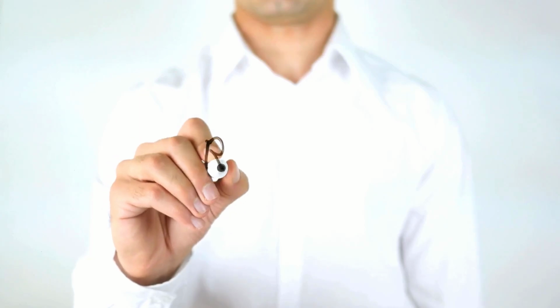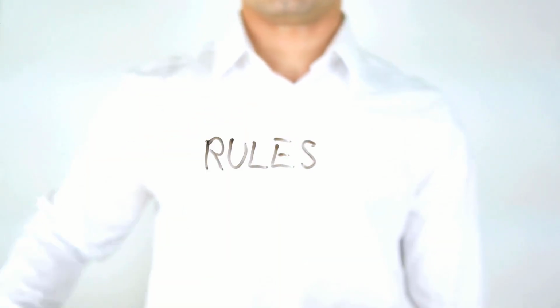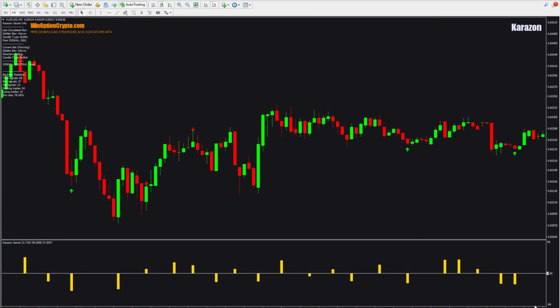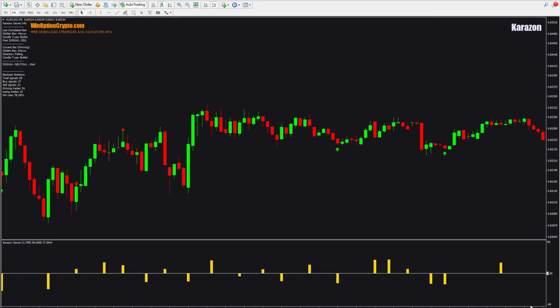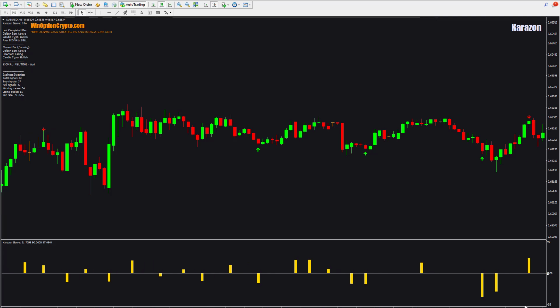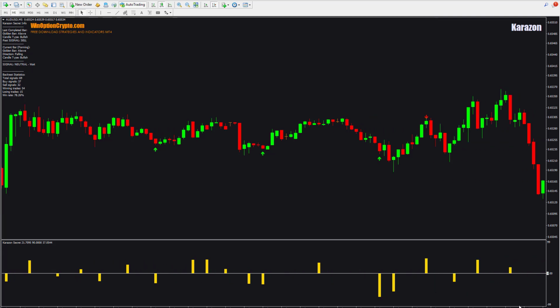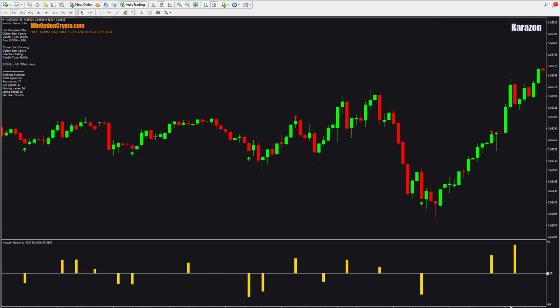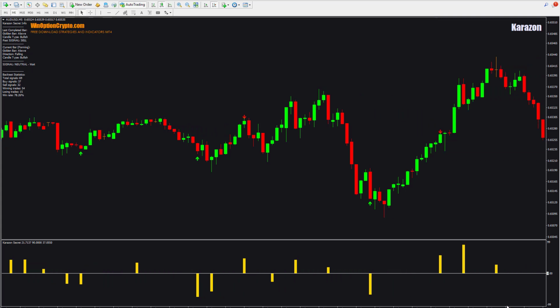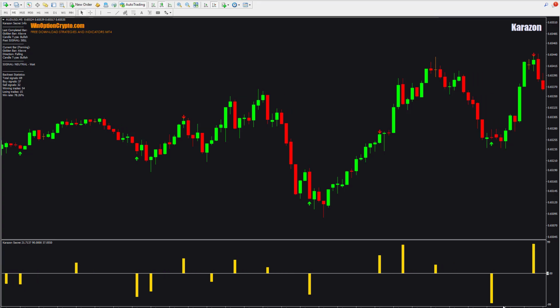Let's figure out how exactly to trade using the Karazon strategy. Unlike most signal indicators that work on the black box principle, Karazon gives fairly accurate and clear signals. This allows you to do without additional filters, with the exception of the built-in oscillator Golden Bar. Therefore, you can immediately proceed to the description of the main trading rules without being distracted by auxiliary tools.